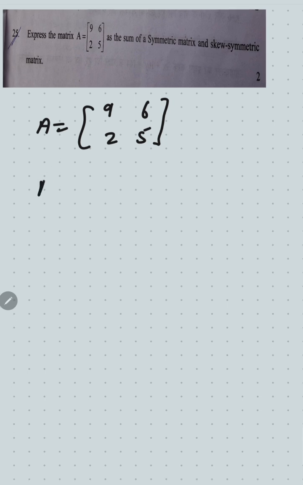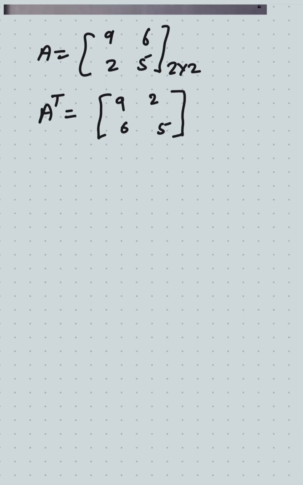In the matrix question, given that matrix A is equal to 9, 6, 2 and 5, find the sum of the symmetric matrix and skew matrix. Firstly, I find A transpose. What is A transpose? This is a 2 by 2 matrix. It means the diagonals are the same, but the other entries will be swapped. This is the direct method to find the transpose.